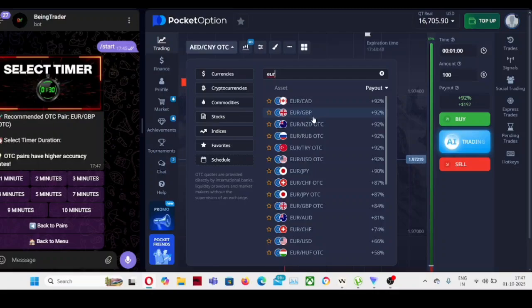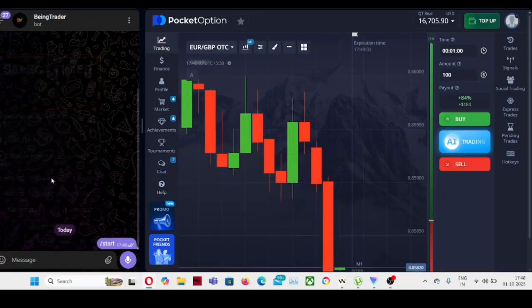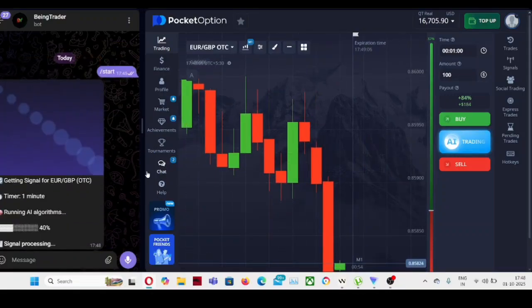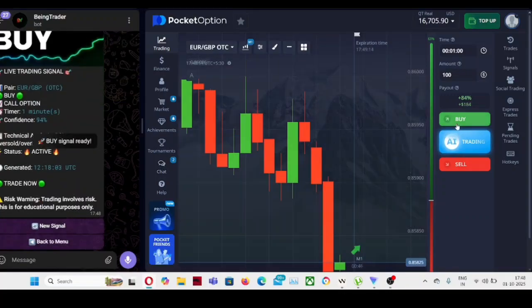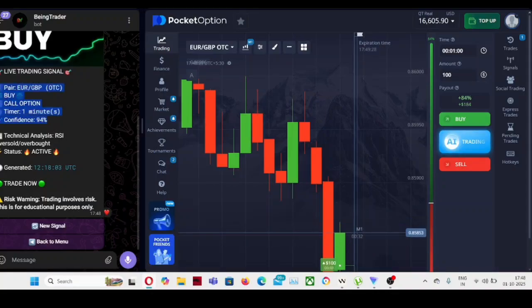But let's try the recommended pair by the bot, and it's EUR by GBP OTC market, and let's see what happens next. Okay, let's check the trade and what signal we are getting. We got a buy signal from the bot, so let's try this buy signal.